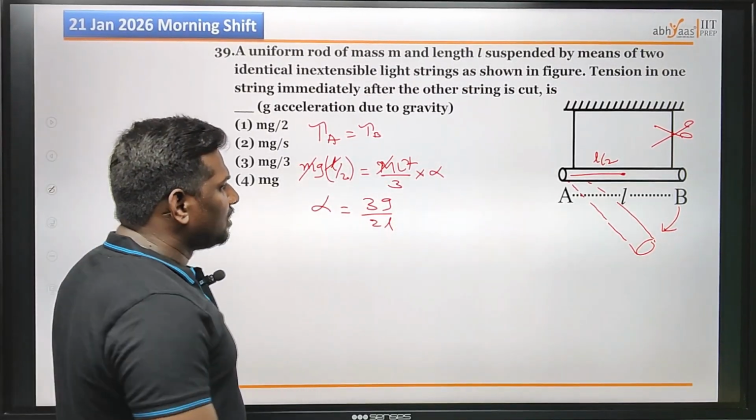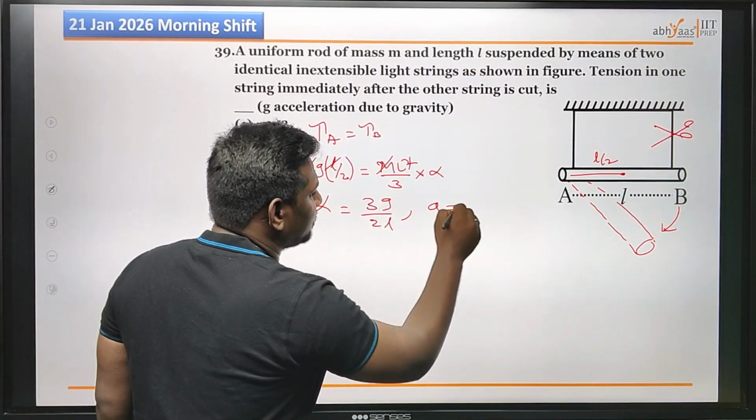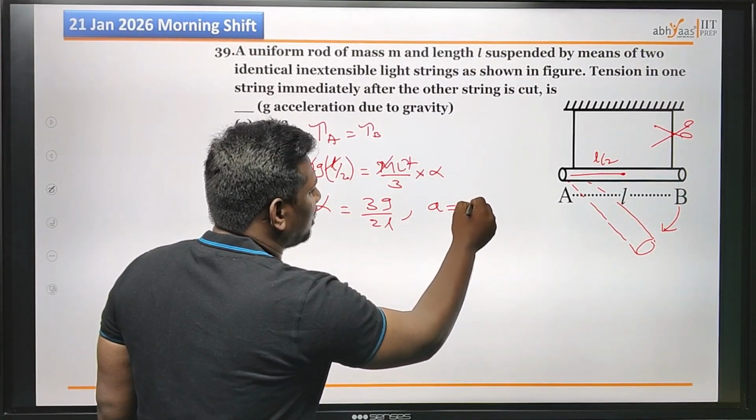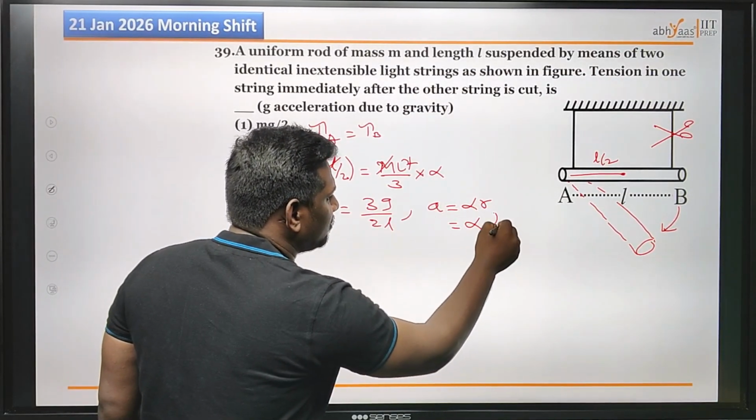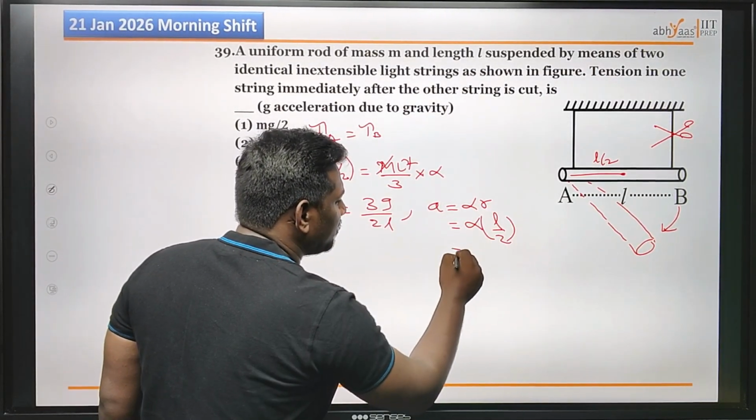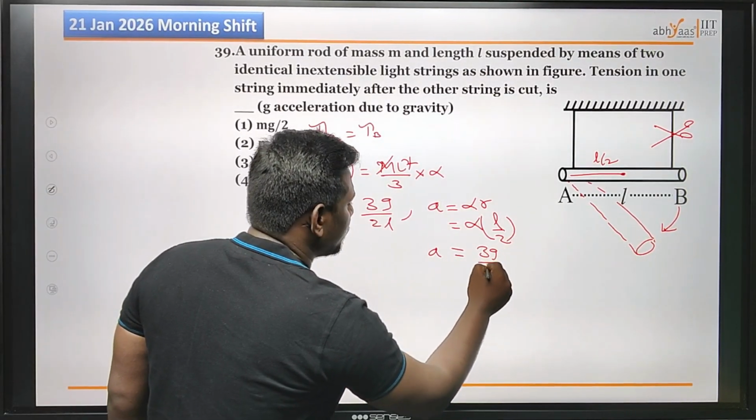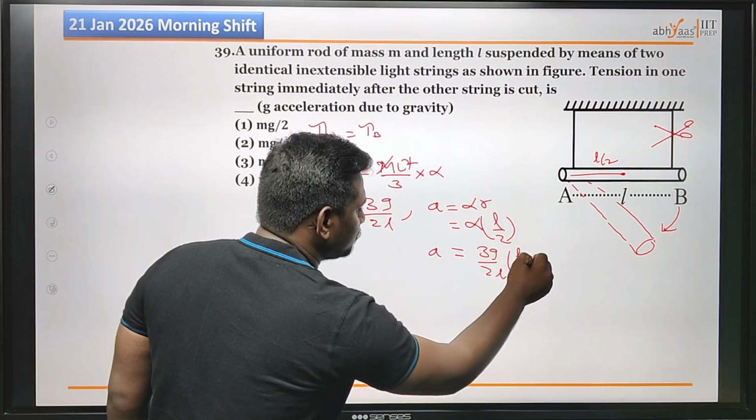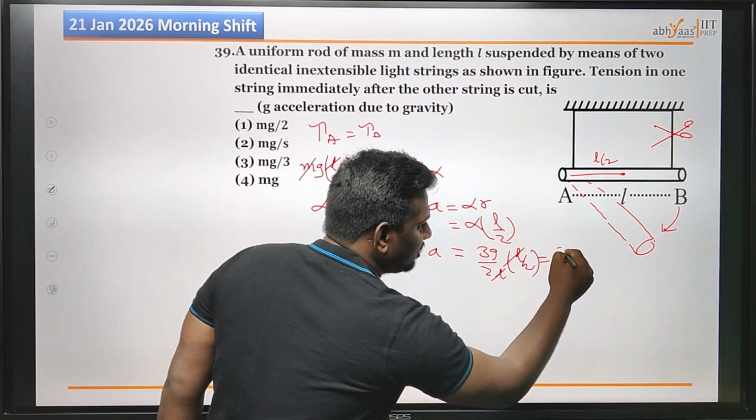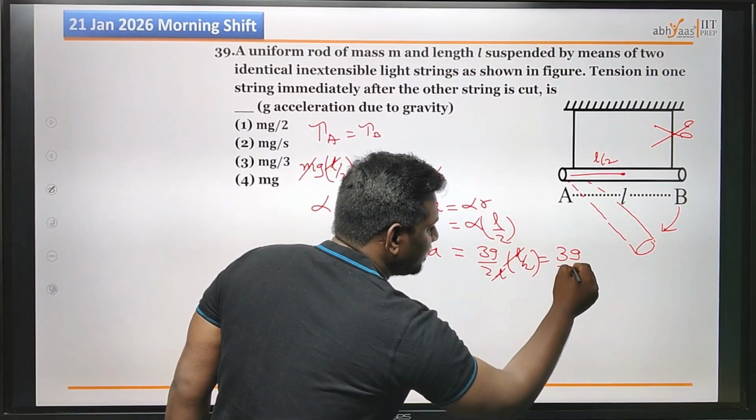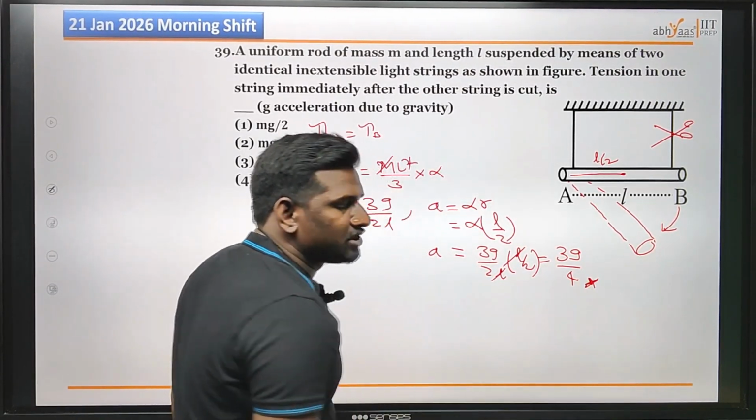So see here, we know the relation between linear acceleration and angular acceleration. A is nothing but r alpha, where r is nothing but the length, L by 2. From this one, if you write a equal to 3g by 2l into L by 2, you can simply cancel out and you are remaining with 3g by 4. This is our acceleration.